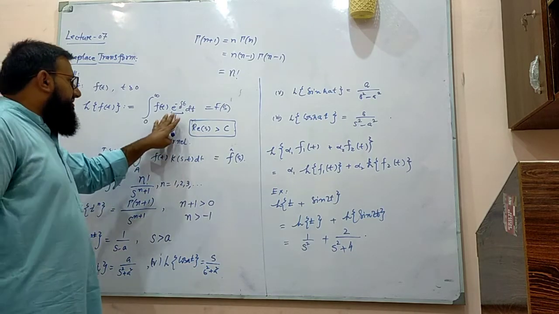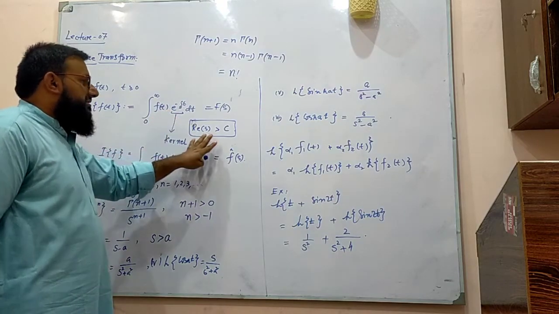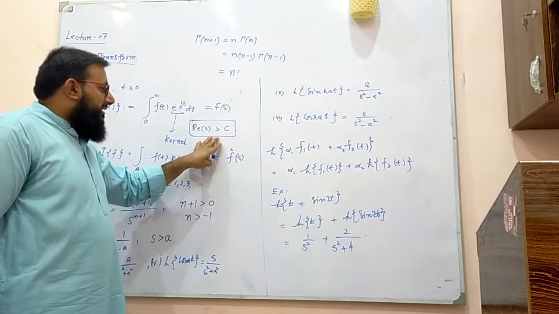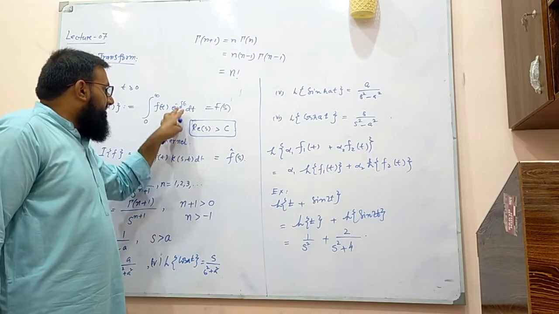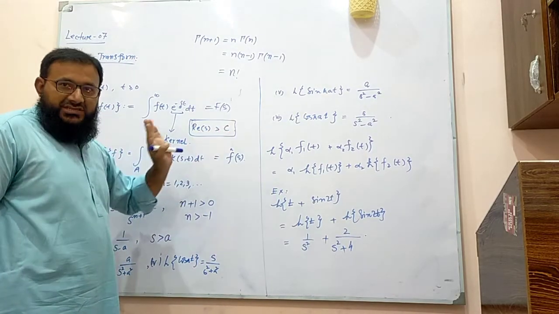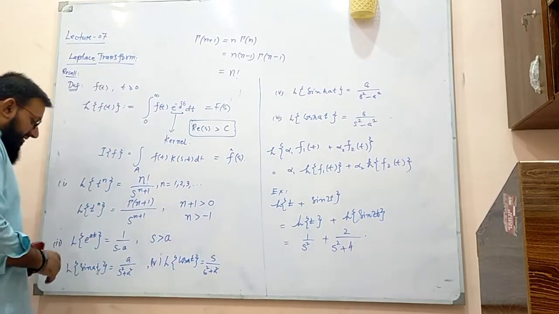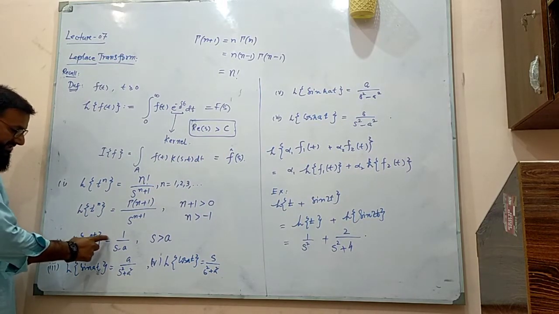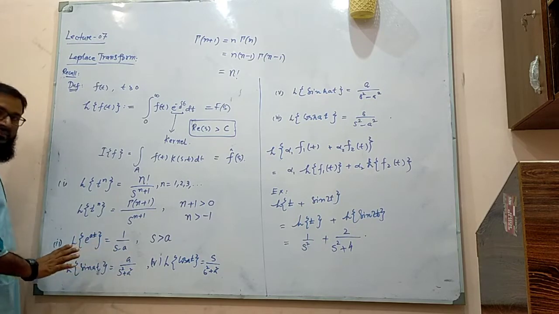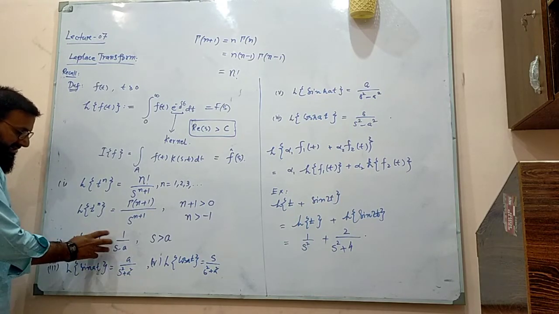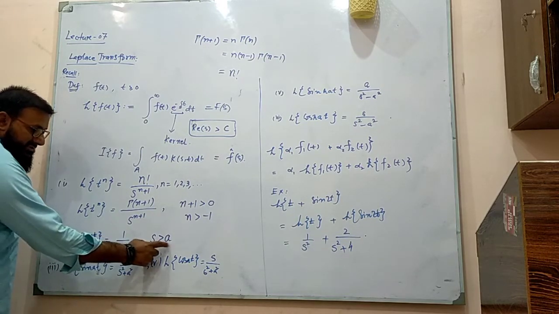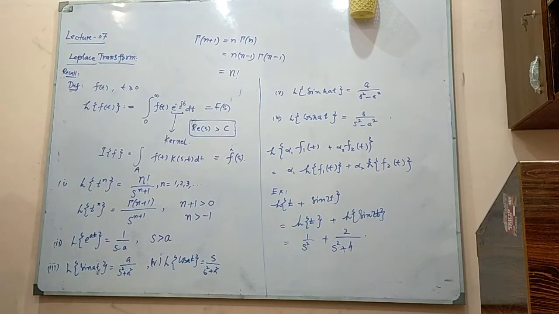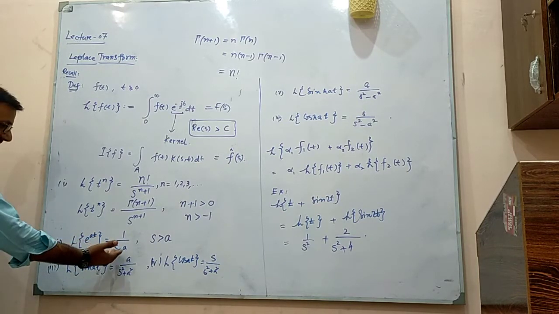But I am saying that this integral converges subject to this condition. The real part of this s should be greater than something. For example, the Laplace transform of e power at is 1 over s minus a. Now, this result is equal to this result subject to this condition, otherwise not. Otherwise, I cannot say that this is equal to this.